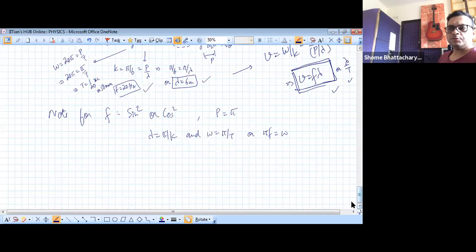Okay, so this is clear, people. So these formulae become important, that is how we calculate. For example, in the case of sine square and cos square, that fundamental period is pi. So lambda becomes that fundamental period divided by k, and the time period becomes that fundamental period divided by omega.